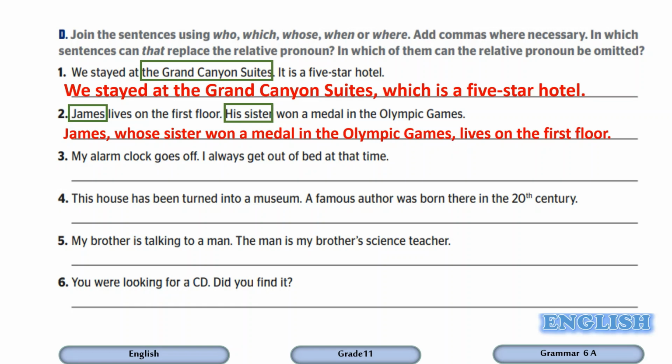All right, now we are going to leave the rest for you to do as homework and check it with your teacher.